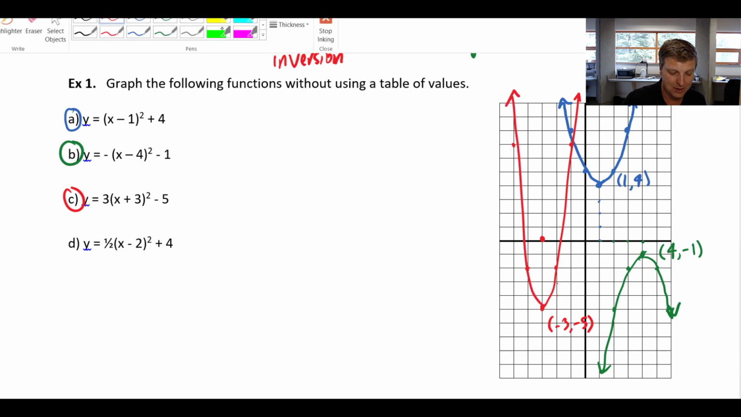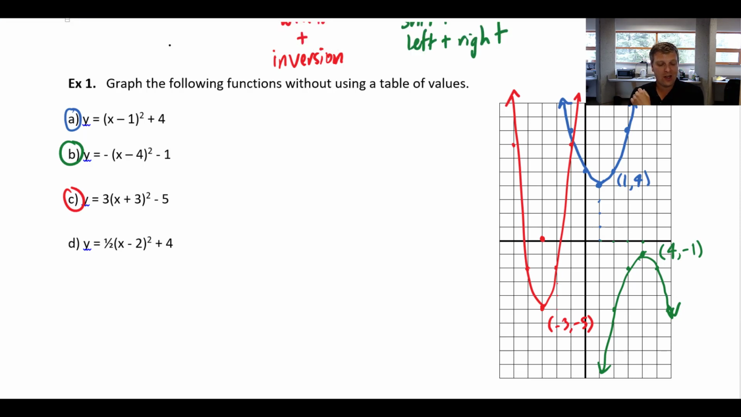All right, last but not least, y equals 1/2 (x minus 2) squared plus 4. So for my vertex, I've got x minus 2. X minus 2 means I'm going to shift to the right, so 1, 2 spaces over. Plus 4 means I'm going to shift up 4. 1, 2, 3, 4, and it's getting busy over here, but there's my new vertex. My vertex is at 2, 4.